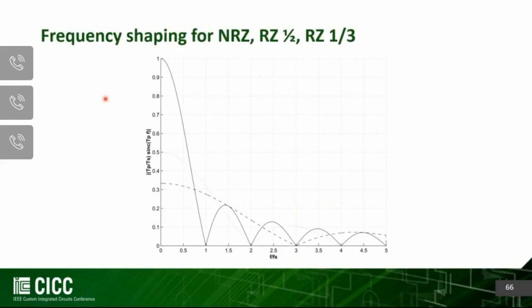We can see here the corresponding three frequency shaping functions. So we have the sinc function for the non-return to zero DAC, and then we have here, barely visible, the sinc for the return to zero DAC with half cycle, and then finally the sinc for the return to zero with 1/3 duty cycle.